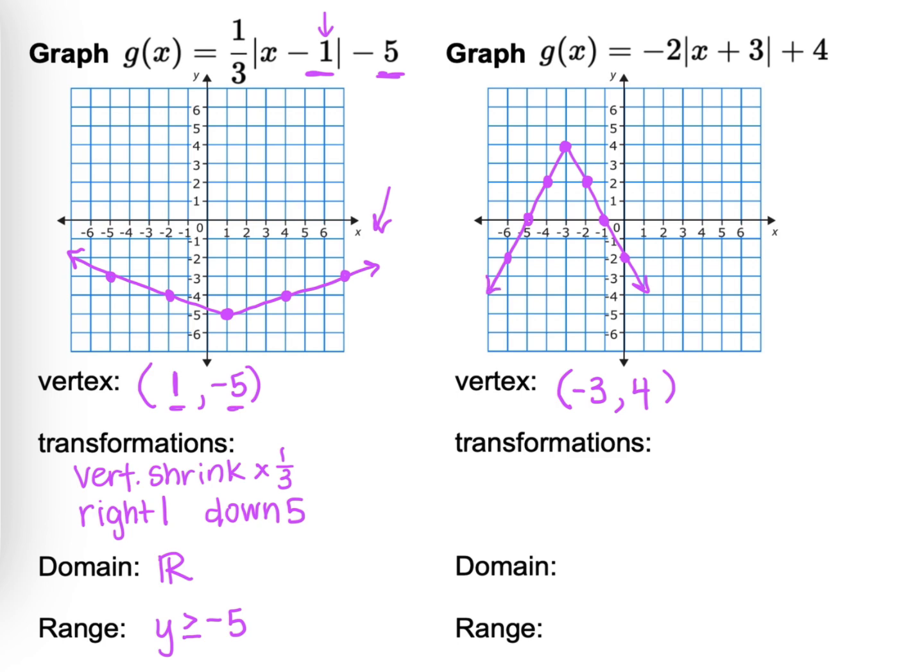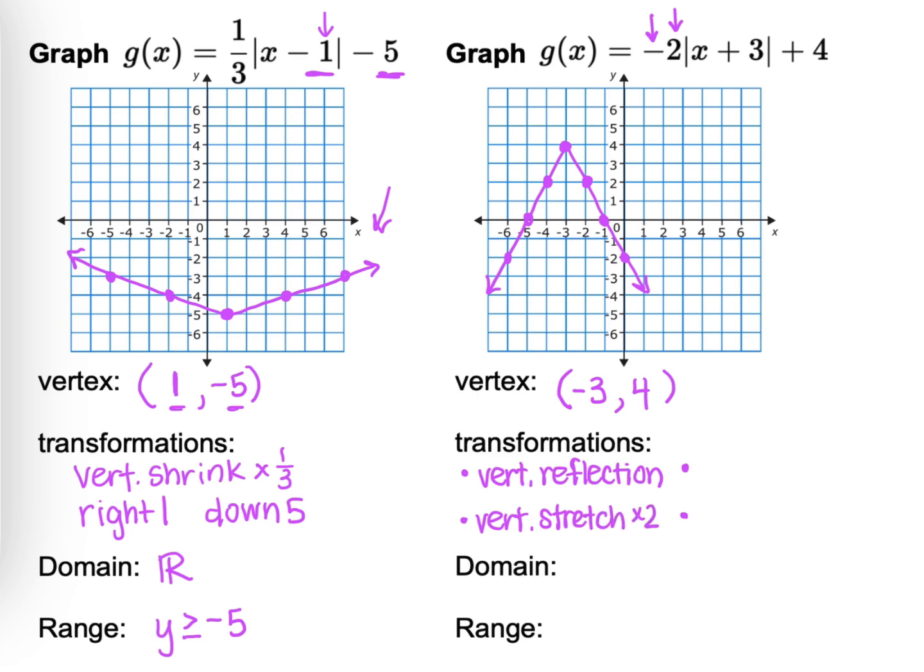Now there's actually 4 transformations on this one. 1, 2, 3, 4. Even though I see only 3 numbers, this negative sign and this 2 stand for 2 different transformations. The negative, did you notice this was an upside down V? The negative is always going to cause it to reflect. So our first transformation is a vertical reflection. And that 2 made it steeper, so we call that a vertical stretch times 2.